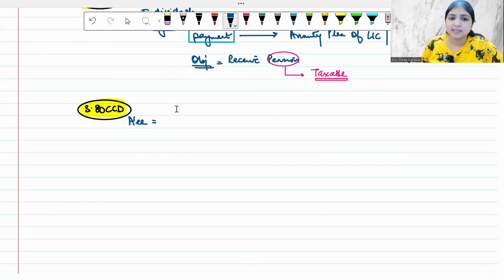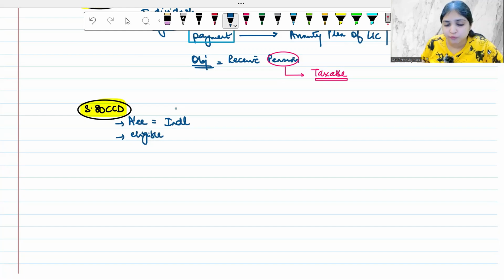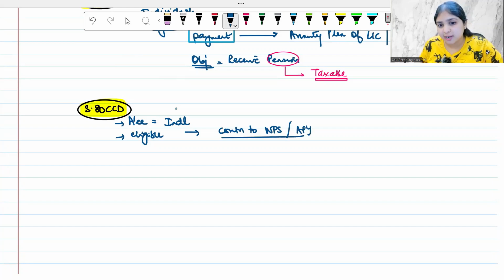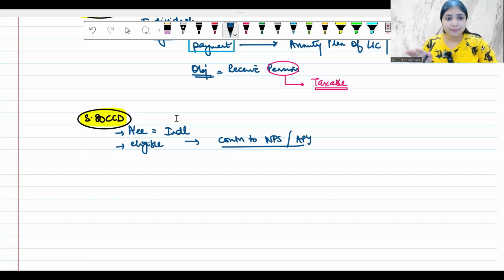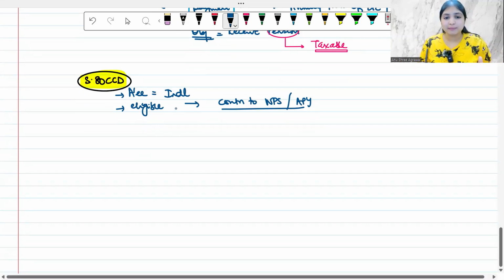Here also your assessee has to be only an individual, and we have only one eligible payment over here, which is contribution to National Pension Scheme, which is also called the Atal Pension Yojana. Now, listen carefully to help you understand this. I'm going to draw a proper flow chart to help you understand this.